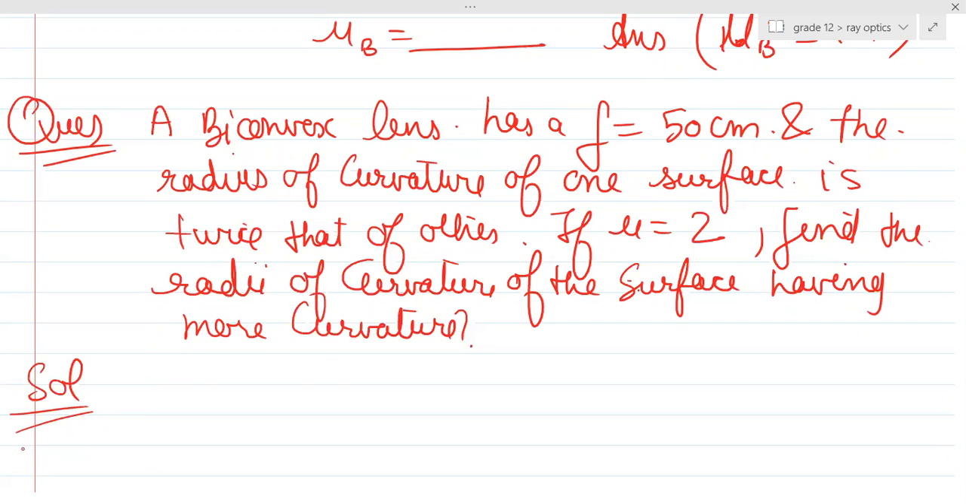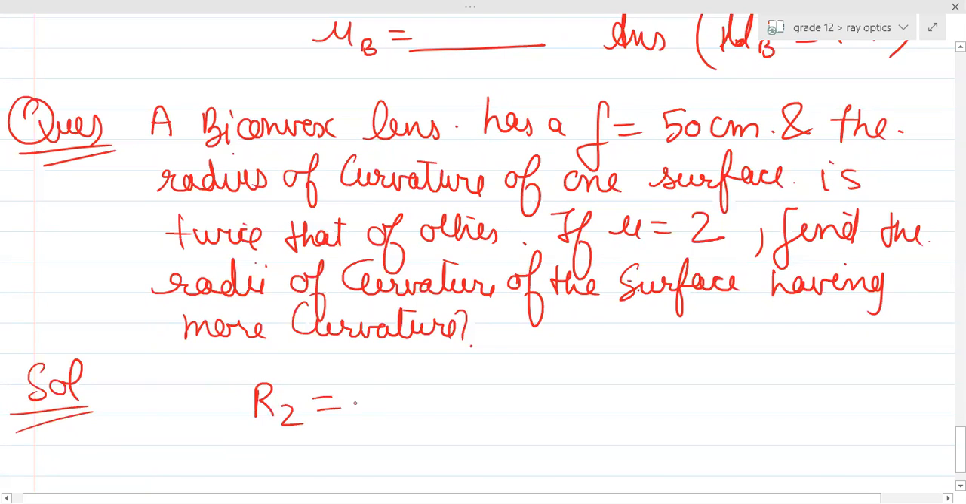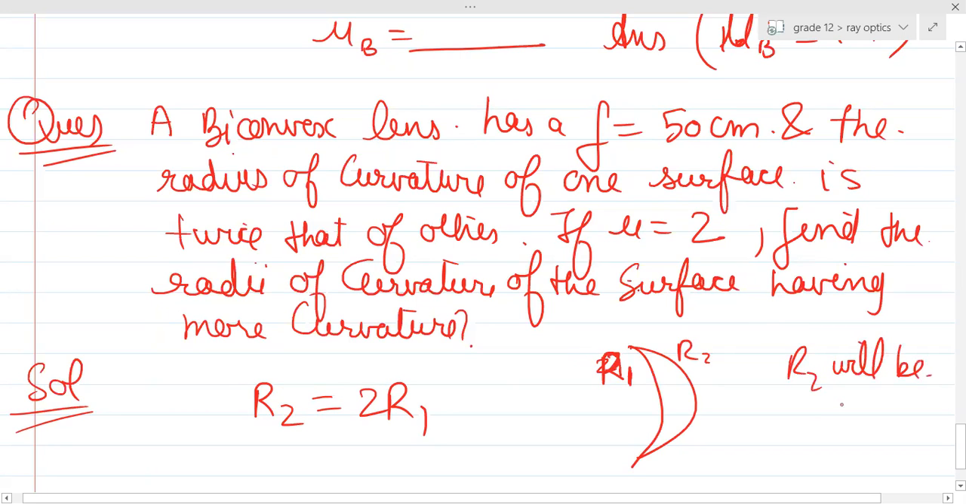So now see what is given to you guys. They have already said that the radius of one surface is basically twice of the other. So I'm taking R2 as basically twice of R1. By the way, if R2 is twice of R1, then which will be the more curved one? R2 will be more curved, right? Because it has less radius.